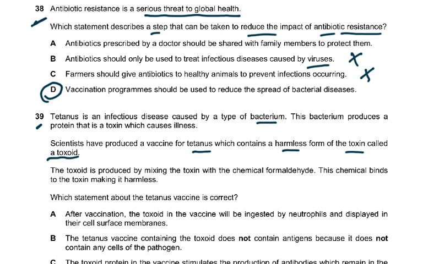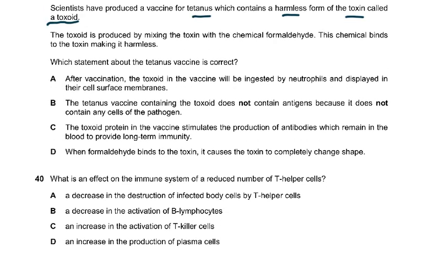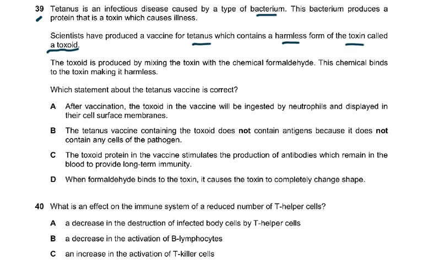The toxoid is produced by mixing the toxin with the chemical formaldehyde. The chemical binds to the toxin, making it harmless. Which statement about the tetanus vaccine is correct? After vaccination, the toxoid in the vaccine will be ingested by neutrophils and displayed in the cell surface membrane. The tetanus vaccine containing the toxoid does not contain antigen because it does not contain any cells of the pathogen. The toxoid protein in the vaccine stimulates the production of antibodies which remain in the blood to provide long-term immunity. When formaldehyde binds to the toxin, it causes the toxin to completely change shape.